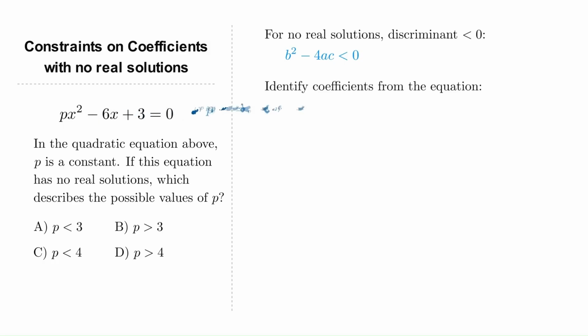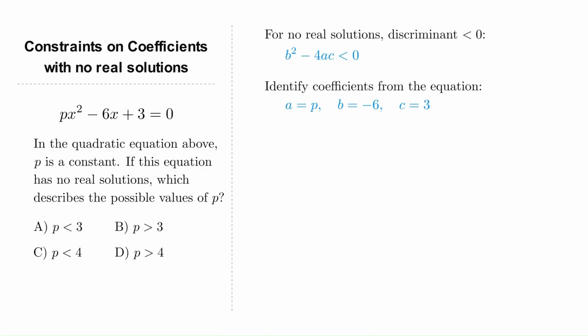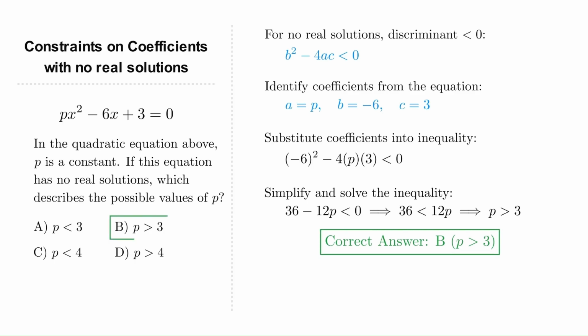First, we identify the coefficients by comparing our equation to the standard form here. a is equal to p, b is equal to -6, and c is equal to 3. Next, we substitute these values into the discriminant inequality, which we'll use to solve for p. Simplifying this expression, then solving for p, we get that p must be greater than 3. This matches option B, making it the correct answer.